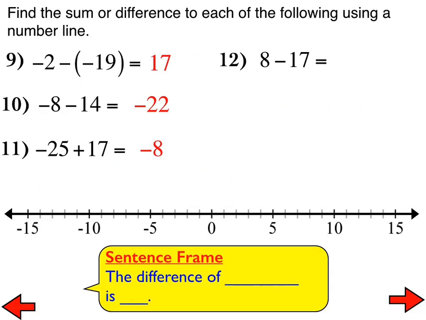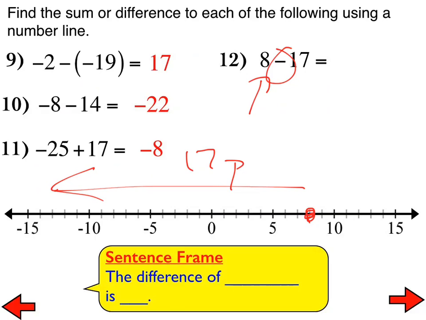Number 12. We are supposed to start at positive 8 on the number line. That tells us to go left. We continue going left because we don't have another negative that tells us to go back the other direction. So we're going to go this way, 17 places. And that would leave us right here at negative 9.